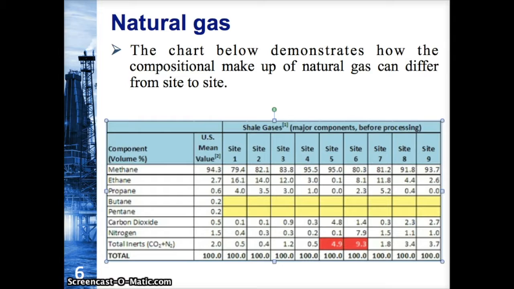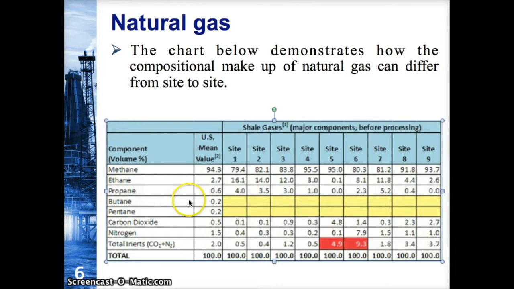The compositional makeup of natural gas in the reservoir changes quite a bit depending on where you are in the world. It even changes quite a bit within the reservoir itself. You might have a pocket over here, a pocket over there, and a pocket over there, all in the same field, but even then the compositional makeup will be different. So I want you to be aware of that. That's what I want to get across in this particular graph.